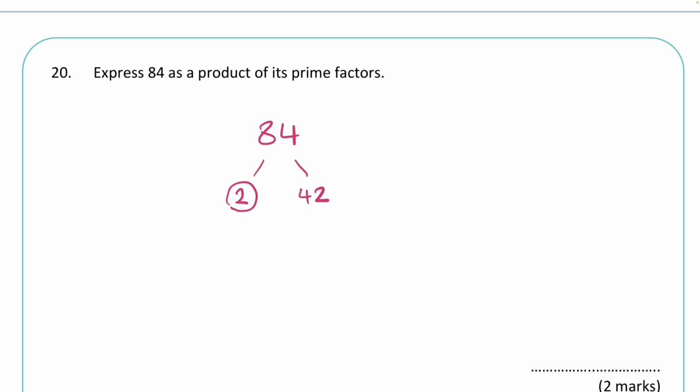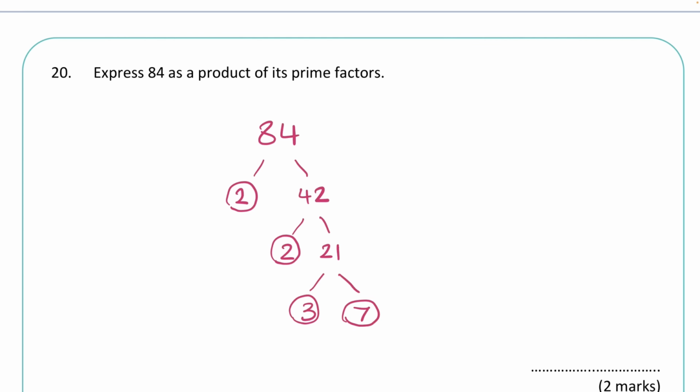2 is a prime number, 42 is not, so 2 and 21. There we go, again, 2 is prime. We can no longer divide by 2, but 21 divides by 3, so that'd be 3 and 7. And there we go, there are our product of prime factors.